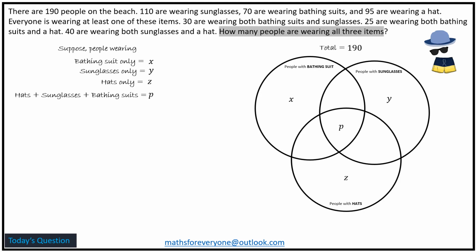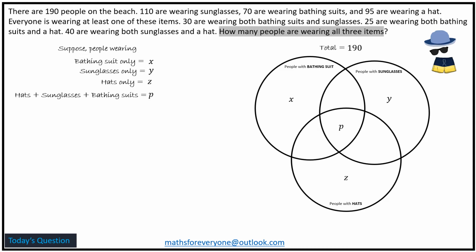And B is a common area, so that involves people wearing not both, but all three: hats, sunglasses, and bathing suits. That's the way we will try and work out the solution.